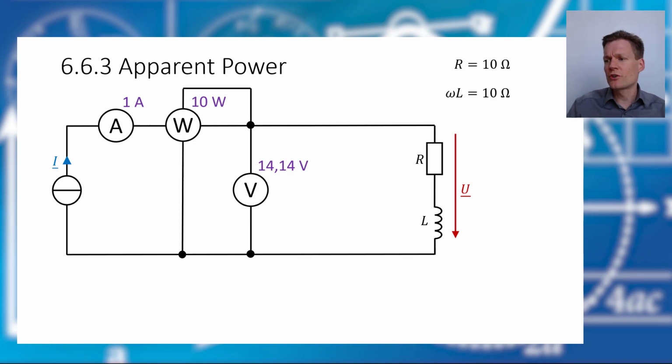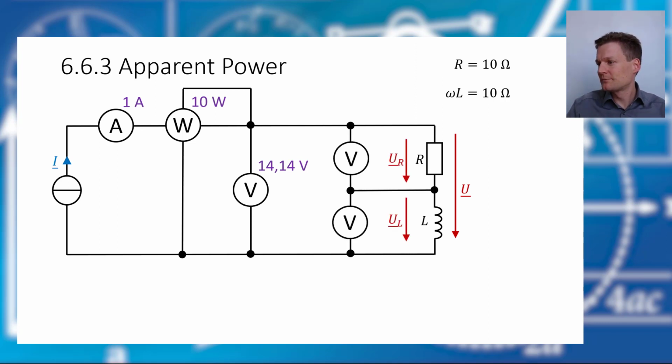What's that? We have a voltage of 14.14 volts. We have 1 ampere, and the result for the active power is 10 watts. Let's have a look at the voltage at our two elements here. If we measure those voltages, we have a voltage drop at the resistor. Yeah, it's Ohm's law. The resistor has a resistance of 10 ohm and we have a current of 1 ampere, so the voltage drop will be 10 volt.